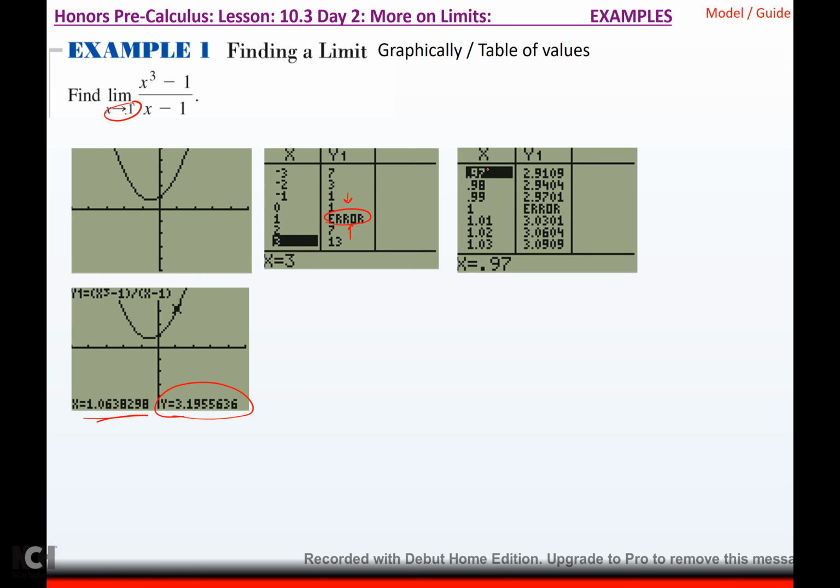So I think I started at 0.97 and counted by 0.01s. I still got my error message, but now you can see as it got really close from this side, it's really close to 3. And as I approach it from this side, it's really close to 3. So we would say the limit equals 3.